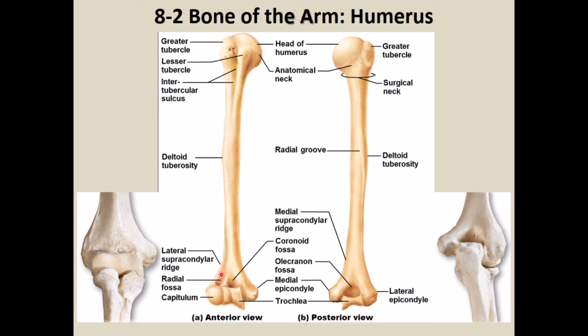Lateral to that, you have the radial fossa. Radial fossa is located distally in anterior view and above the capitulum. And that is an impression of the radial head. So when you flex your elbow, this is the radial head in the elbow that comes here, and this is why that impression is there.